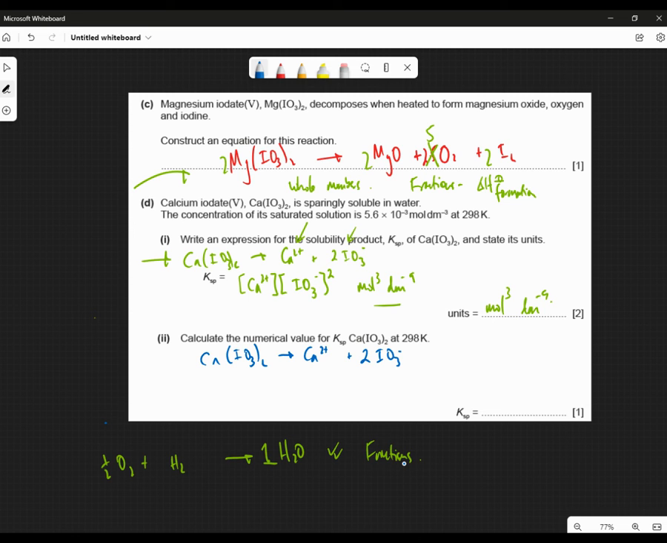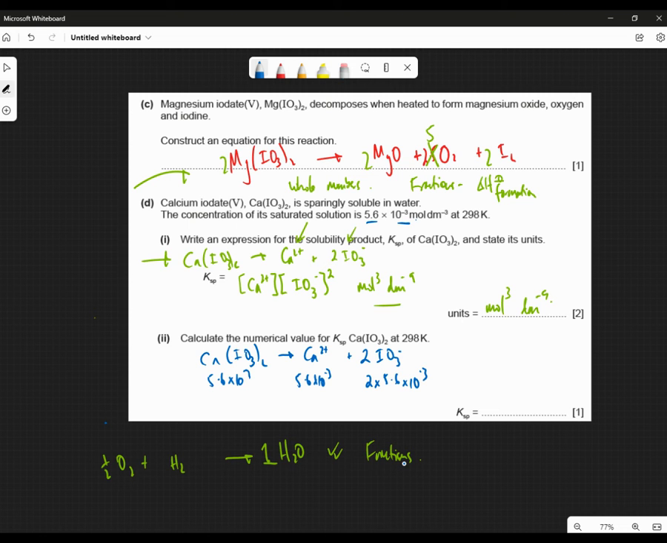So what we have here is the concentration, 5.6 times 10 to the minus 3, in a saturated solution. So you dissolve 5.6 times 10 to the minus 3 of calcium, and this is 5.6 times 10 to the minus 3. But this is 2 times 5.6 times 10 to the minus 3.